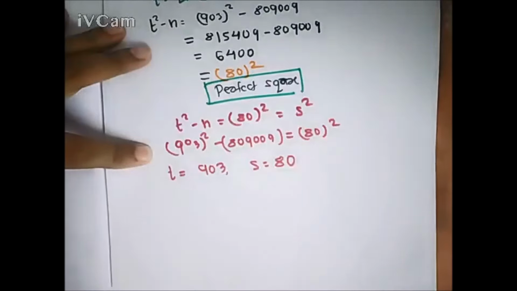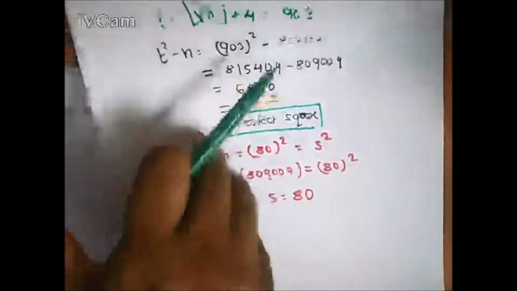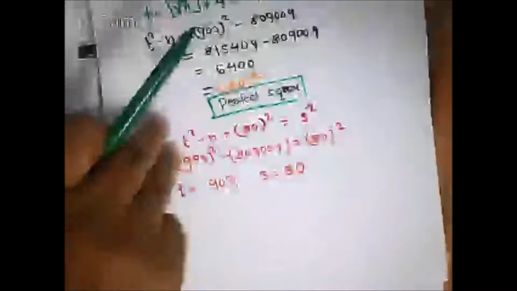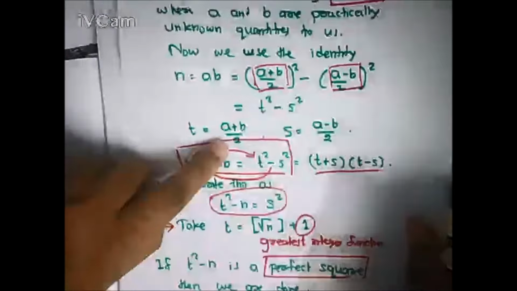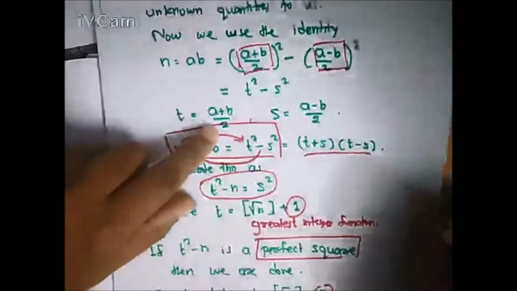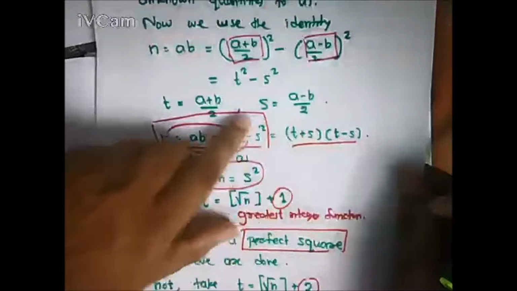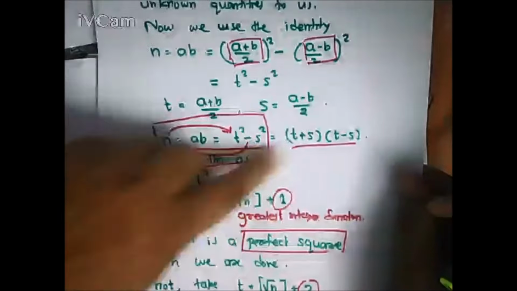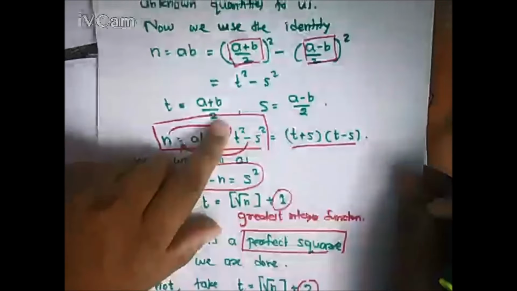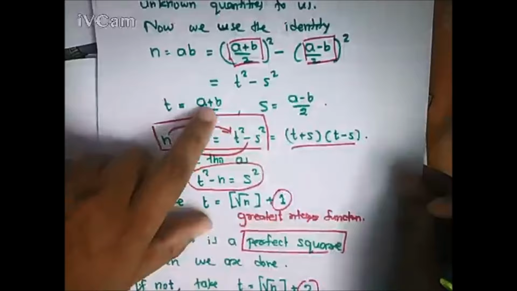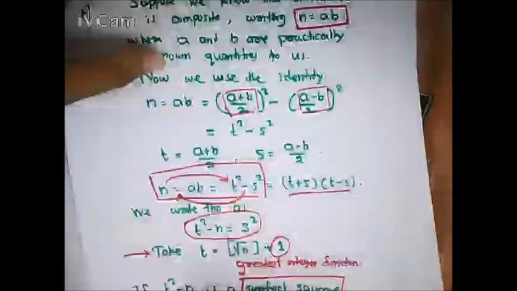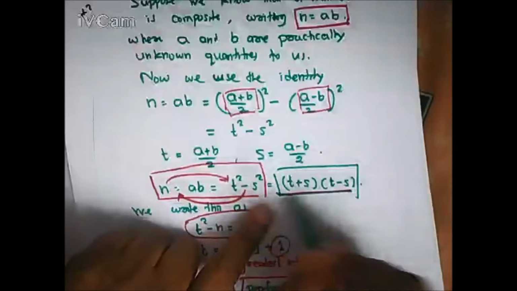Okay, so apply the formula. Which formula? The first one, that n equals a times b, with t equal to (a plus b) by 2 and s equal to (a minus b) by 2. Then from here you can solve for t and s, and find the values of a and b. Or in another way, look here, t square minus s square is (t plus s) into (t minus s).